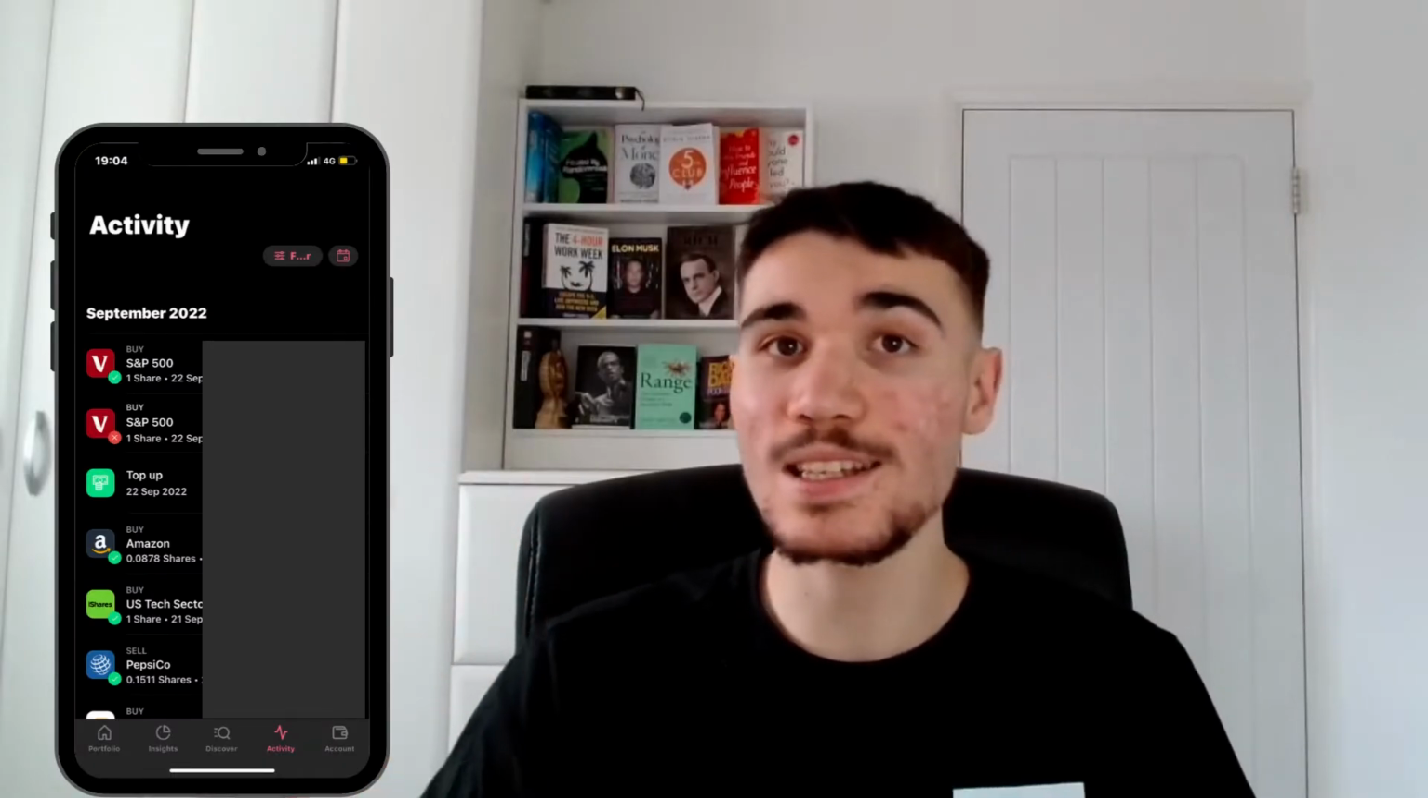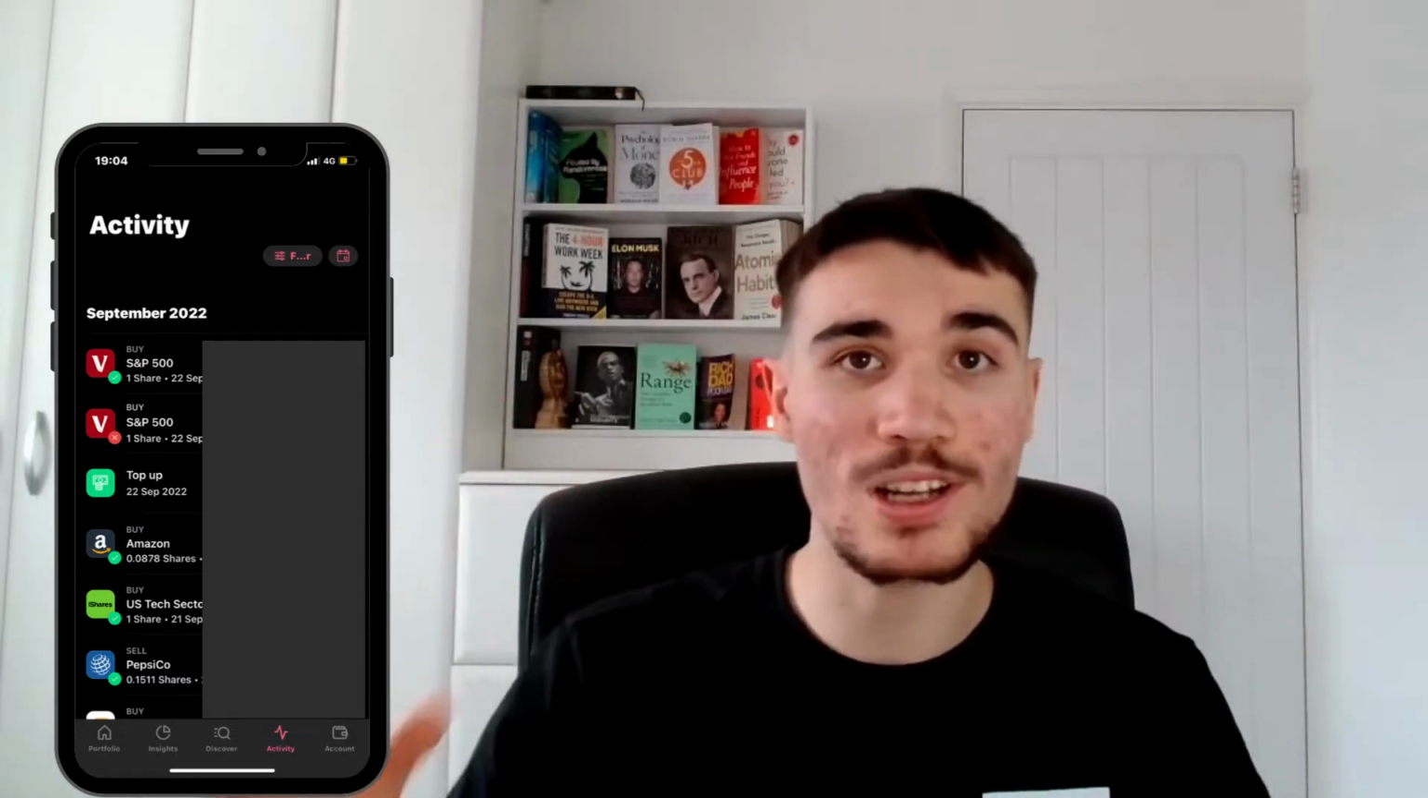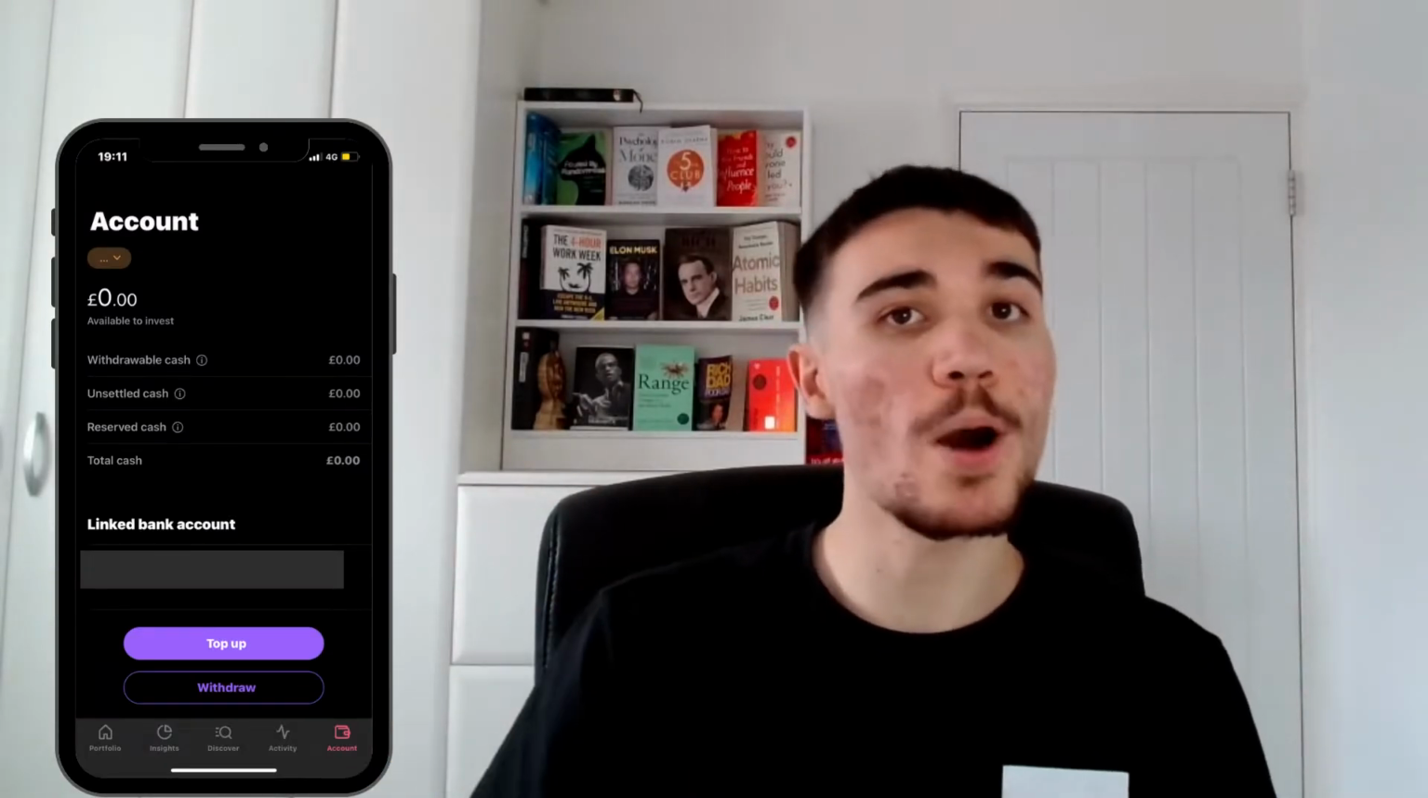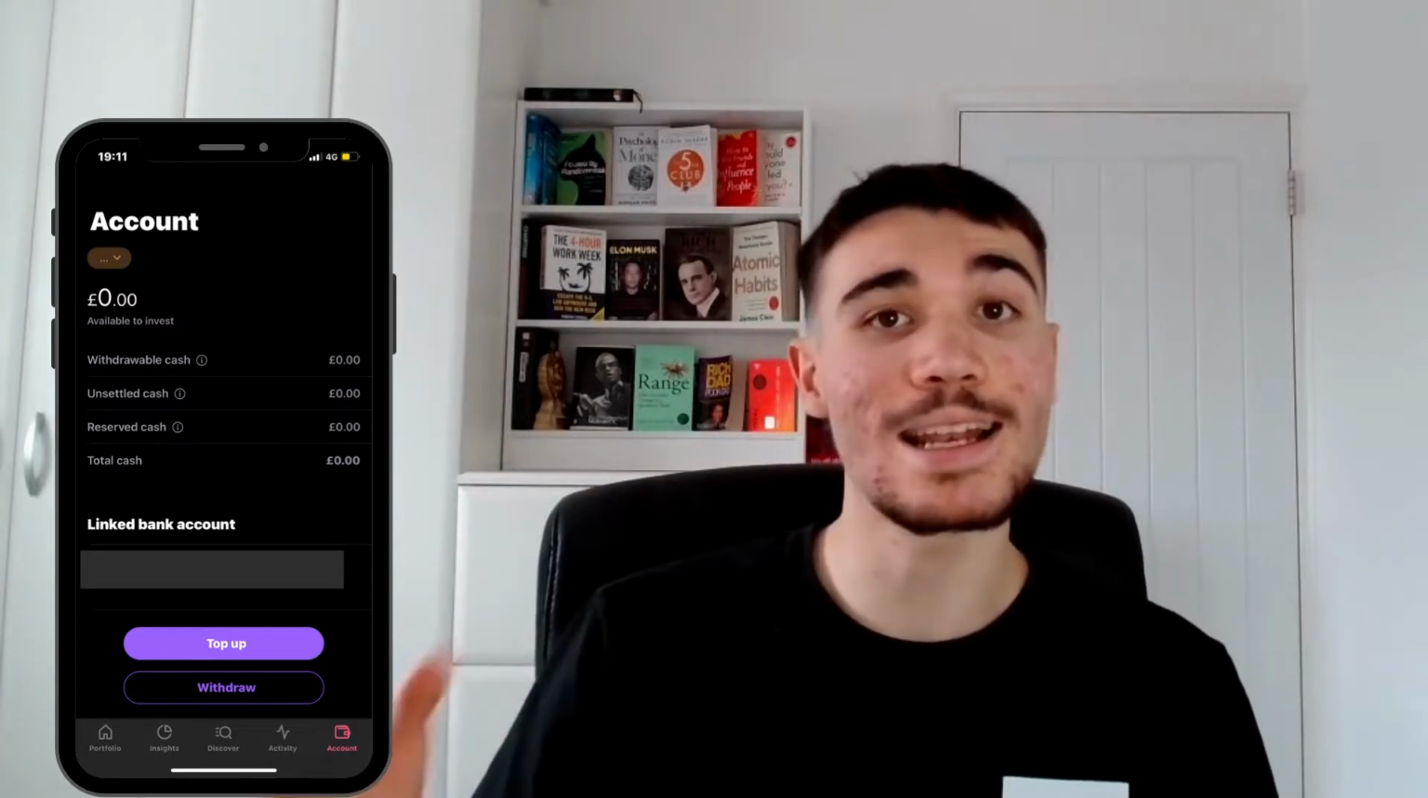The fourth page is the activity page, and it shows all your transactions. I'm talking recent trades, dividend income, deposits, withdrawals, basically anything where money is involved. Finally, the account page is where you can top up and withdraw cash by adding a linked bank account.